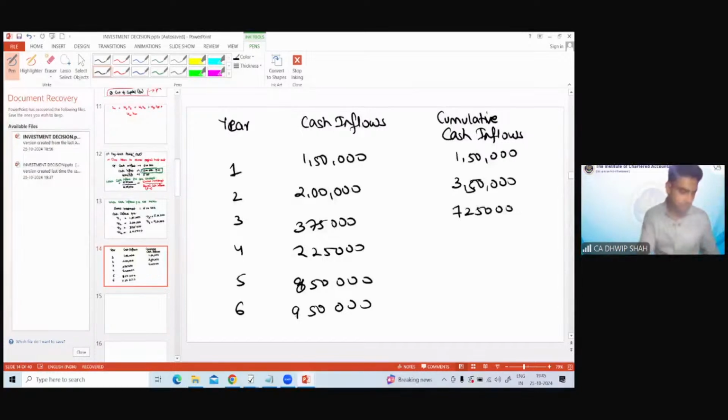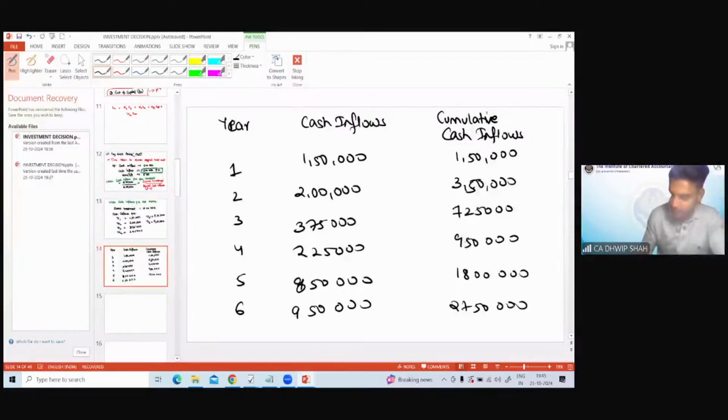Till the end of year 4, my company has generated 9,50,000 of cash inflows. Till the end of year 5, my company has generated 18 lakh of cash inflows. And till the end of year 6, my company has generated 27,50,000 of cash inflows. Okay? Can I say payback period is nothing but the time taken to recover original investment?